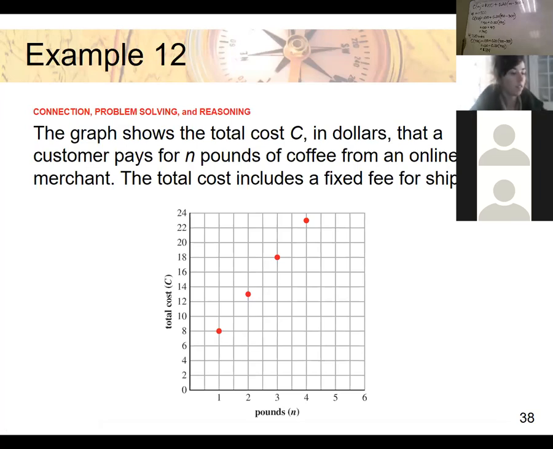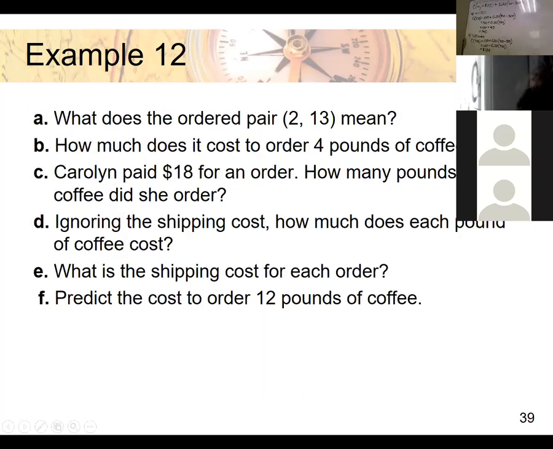Okay. Now, in this next example, it requires students to translate among various representations to solve problems, like this one. The graph shows the total cost in dollars, which is C, that a customer pays for N pounds of coffee from an online coffee merchant. The total cost includes a fixed fee for shipping. And here's what that graph looks like. Okay.